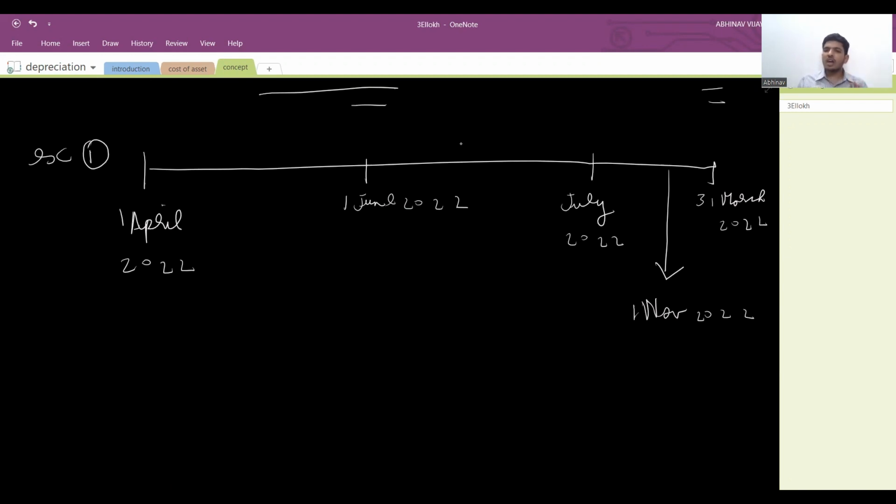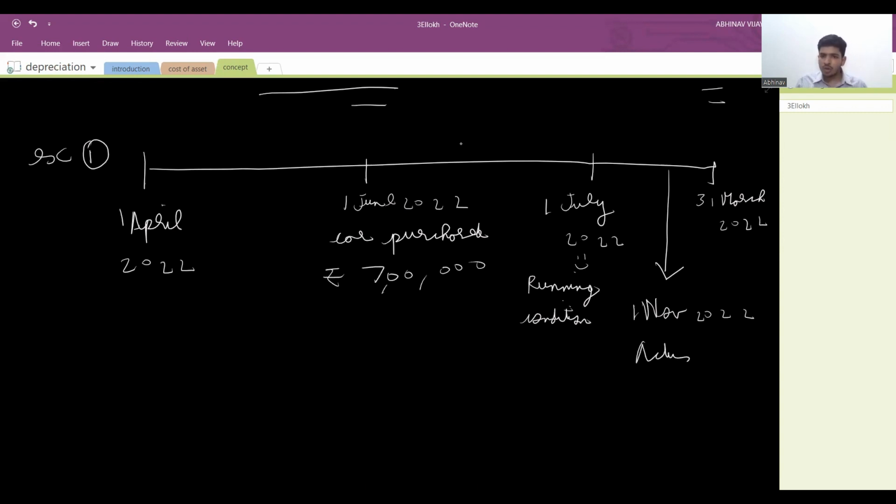Now, this year started on April 1st, 2022. On 1st June 2022, say a car was purchased for rupees 7 lakhs. Now, on 1st July 2022, this car was brought into running condition. Wait, I'll tell you the meaning of running condition. Then from 1st November 2022, actual use of the car is made.